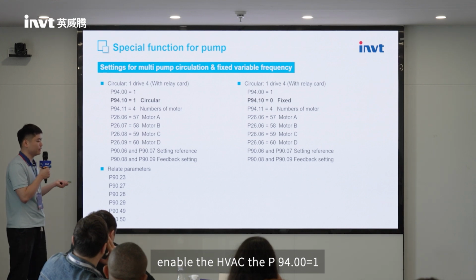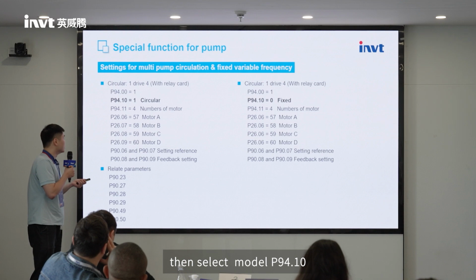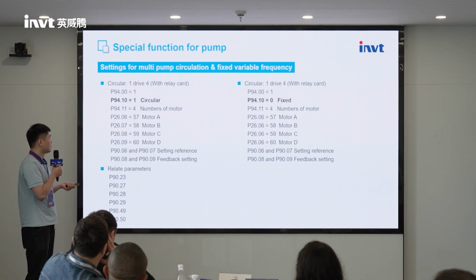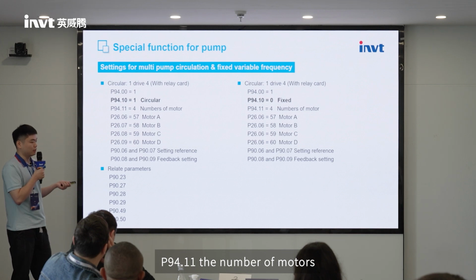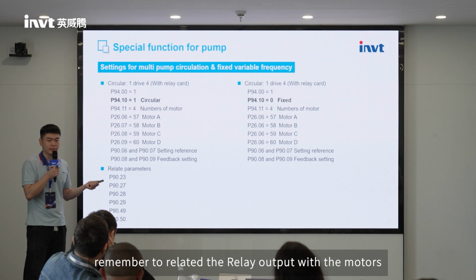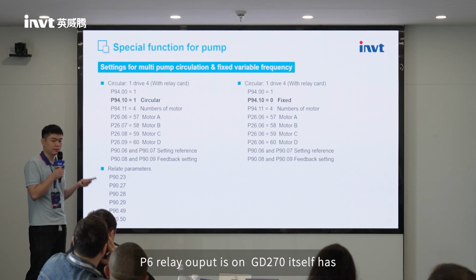Enable the HVAC, P194.0. Then select the mode, P194.10, circular. Then P194.11, the number of the motors. Remember to relate the RO with the motors, P6 or P26.